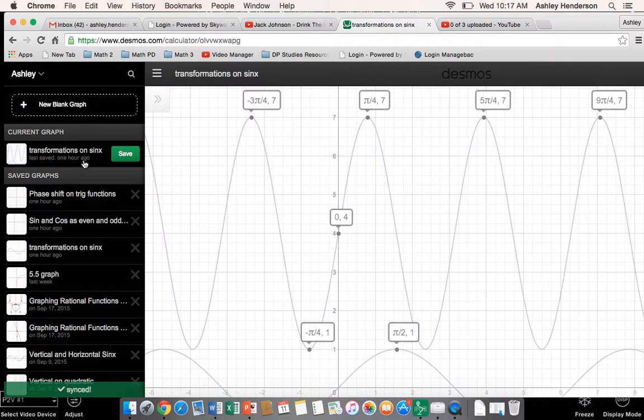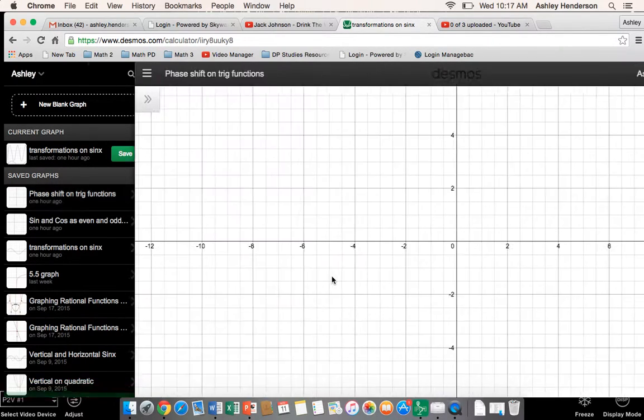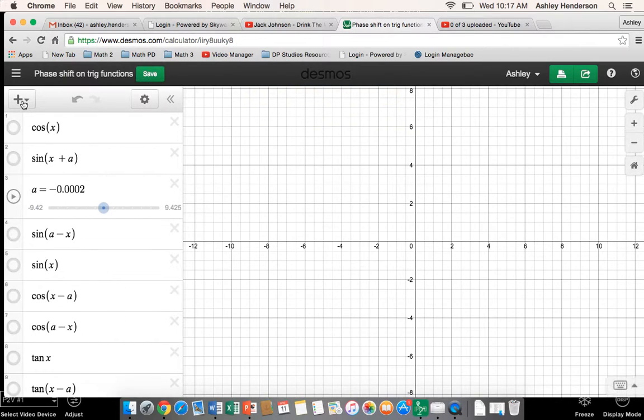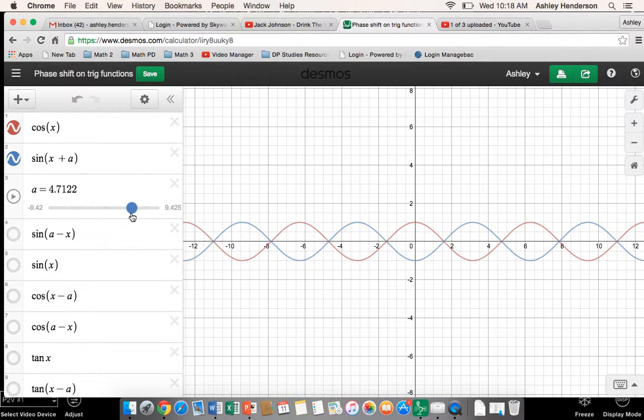Okay, we're going to open a graph and we're going to look at phase shift on our functions. Okay, here's cosine of x, and here's sine of x plus something. Now, this a is set up in terms of pi over 2, so I've gone up to 3 pi, I've gone down to negative 3 pi, and every time I take a step here, that value right there is equivalent to pi over 2 approximately. There's pi, there's 3 pi over 2, there's 4 pi over 2, or 2 pi, right?